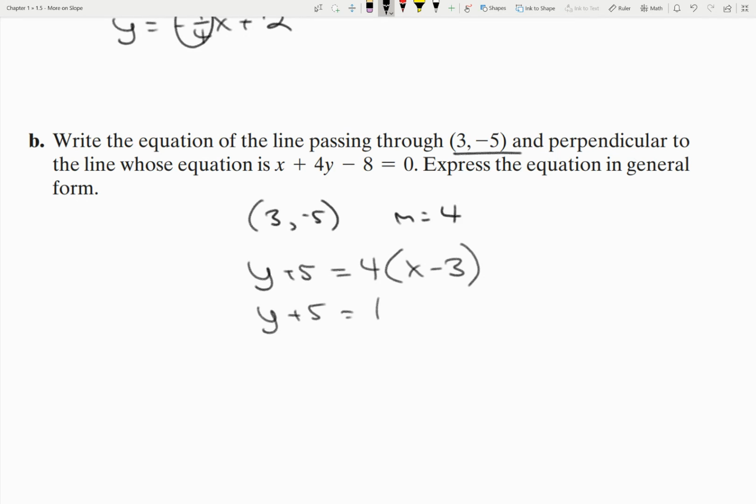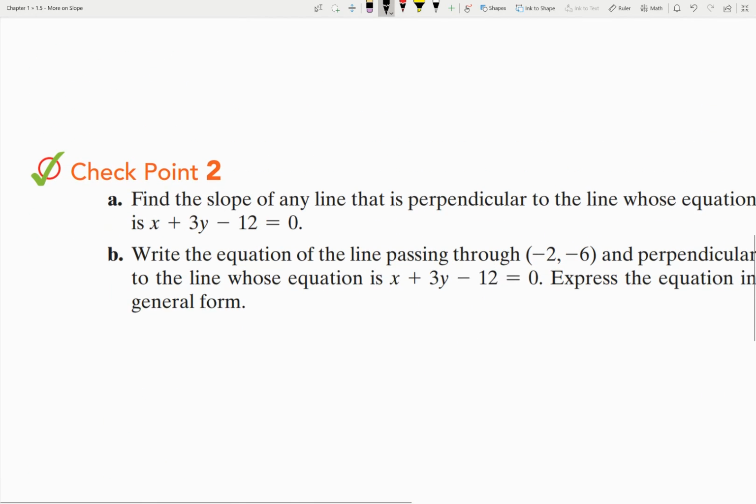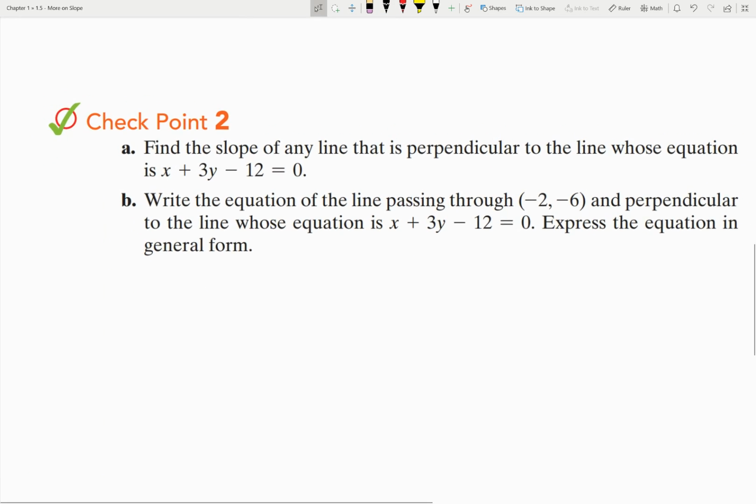Distribute. My goal for general form is to set it equal to 0. So subtract 4x from both sides and add 12 to both sides. So I get -4x plus y plus 18 is equal to 0. And then I can multiply everything by a -1 if I wanted to in order to not have the equation lead with a negative.